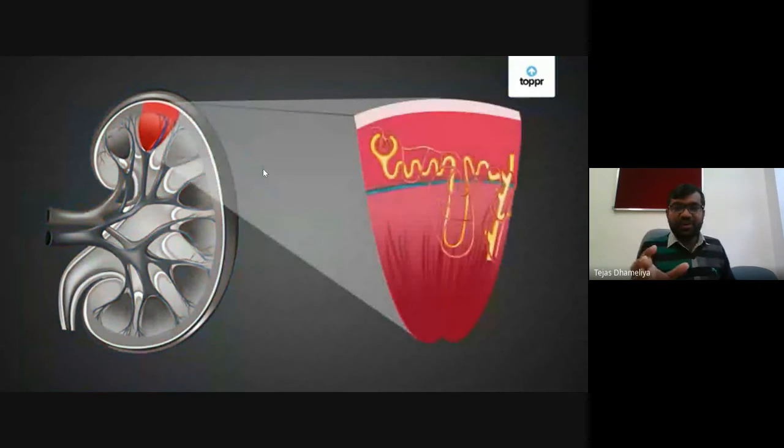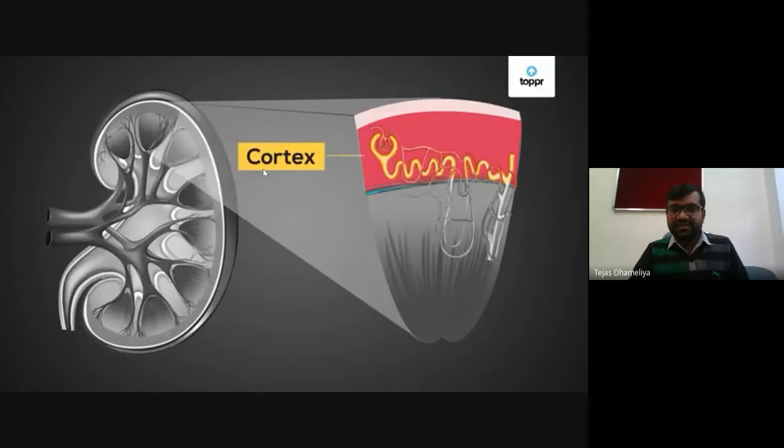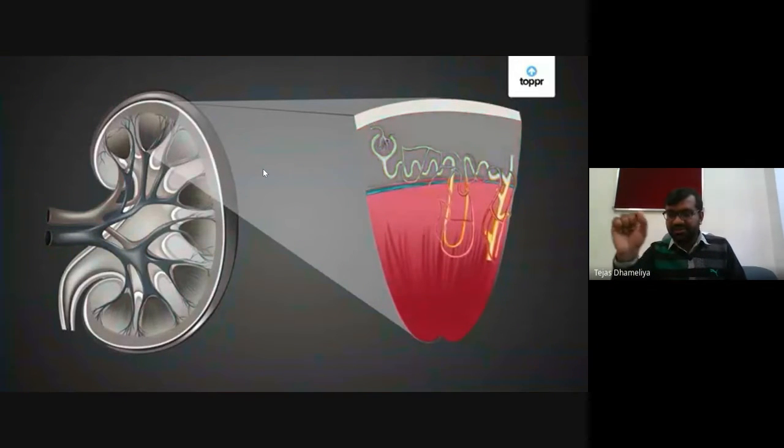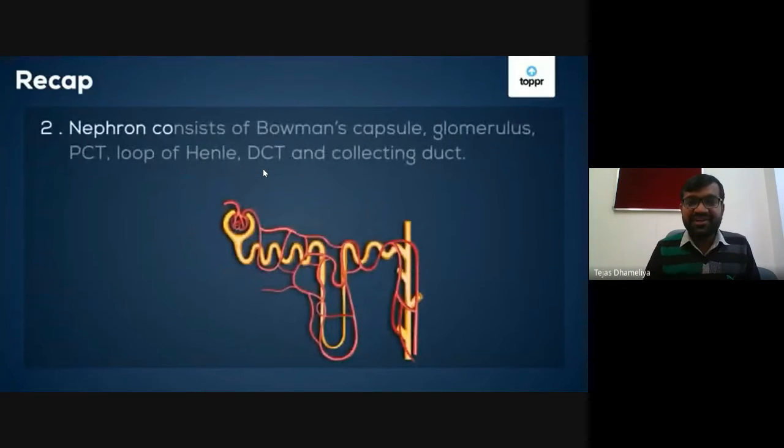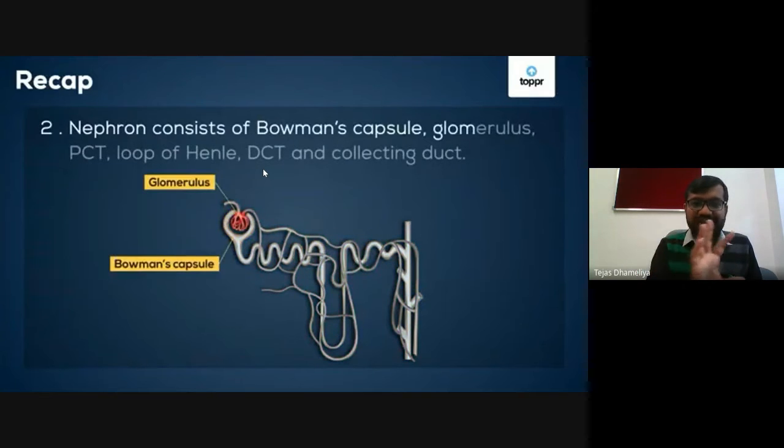So here is how they are located. This Bowman's capsule is there. This is the specific cortex, and this cortex is highlighted here. So the portions of Bowman's capsule, distal convoluted tubule and proximal convoluted tubule are located in the cortex. In the medulla, the loop of Henle is connected. And all these collecting ducts pour the urine into the last portion. So we are just recapping the structure of these 1 million units and their several fragments.